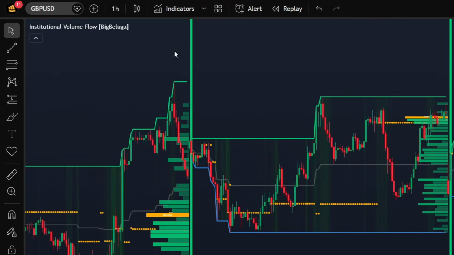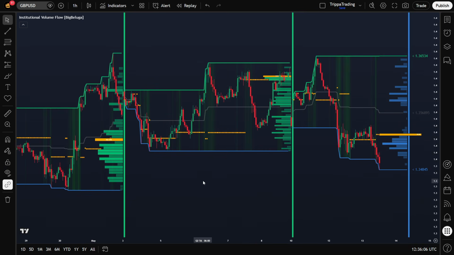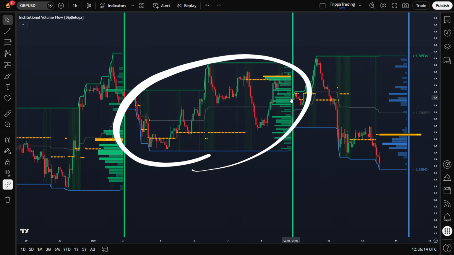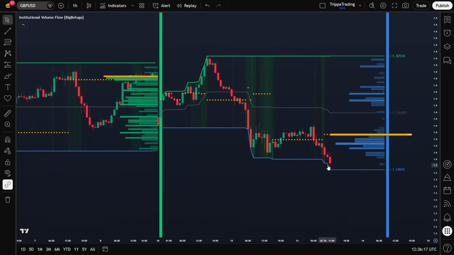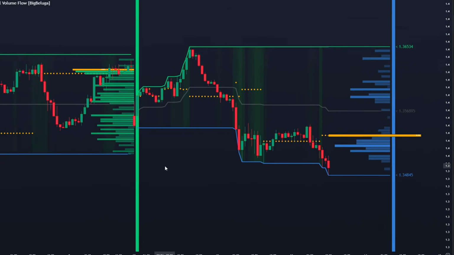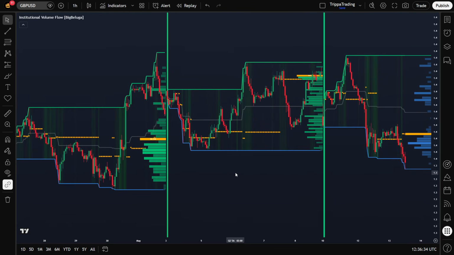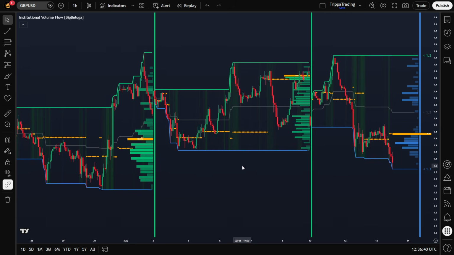Right now, for example, if you are on the 1-hour chart and the segment resolution is set to 1 week, the chart gets divided into weekly segments. That means every week becomes its own separate block. When 1 week ends, the profile for that week is frozen. It stops changing. Then the new week starts and the indicator begins building a new profile for the current week. So you always have fixed historical profiles from previous segments, and one live profile for the current segment that keeps updating as new candles come in. That is the first thing that makes this indicator useful. It keeps the older structure as a reference, but it also keeps adapting to the current market condition.